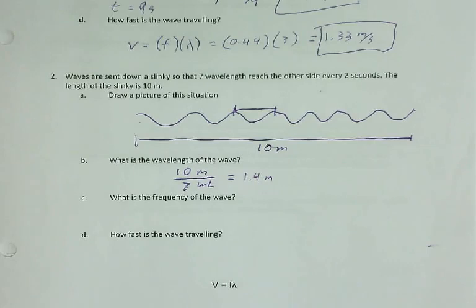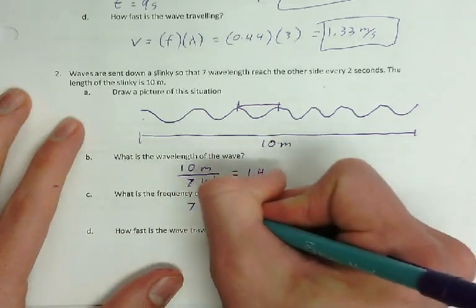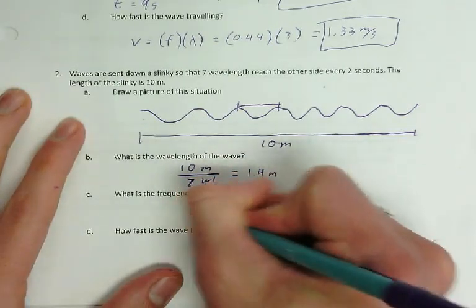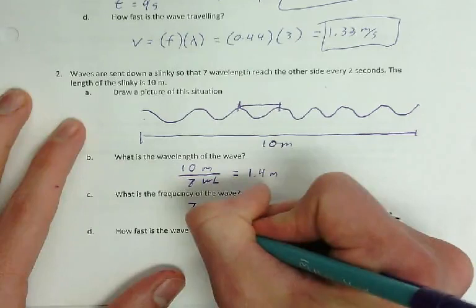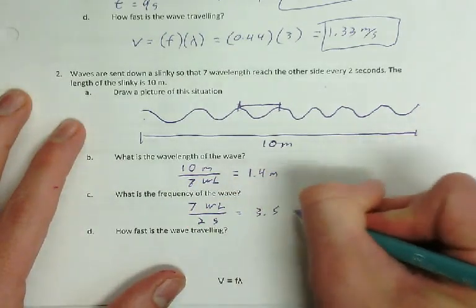So then it wants to know the frequency. So now we need to know how often they happen. So how many waves happen per second. So how would I go about finding that? What you got, Fox? 7 divided by 2. Good. So we take the total number of waves divided by the total number of seconds. And that would give me 3.5.